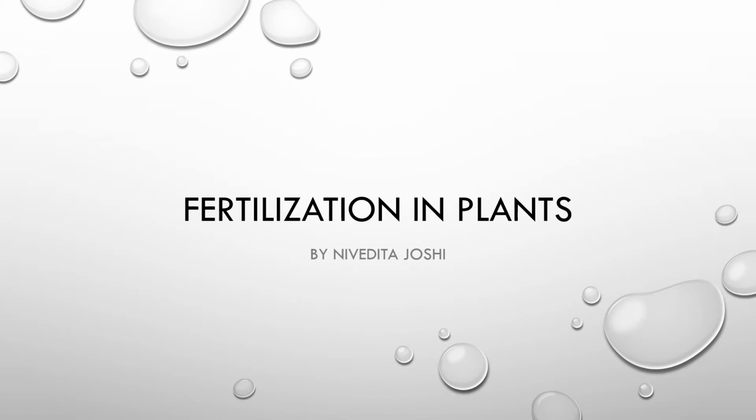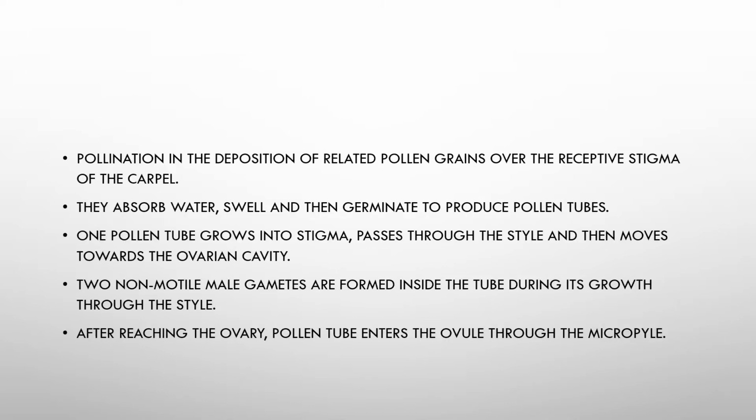Begin with the fertilization. So we'll start from there. What happens before the fertilization? First of all, you know very well pollination is the transfer of pollen grain from anther to the stigma. So what happens here? The pollen grain on the stigma absorbs water, swells up and then germinates.